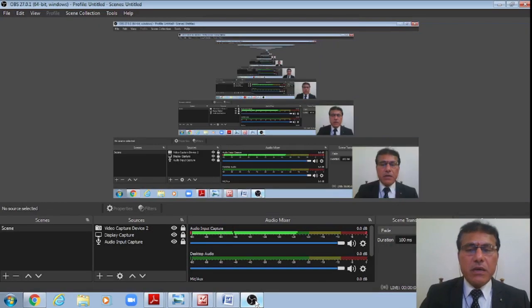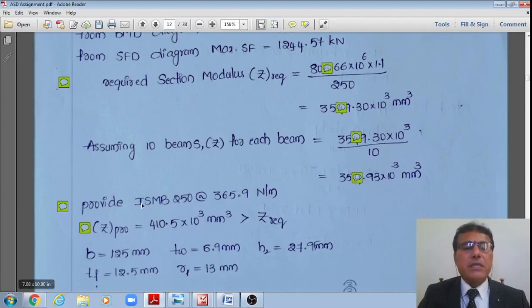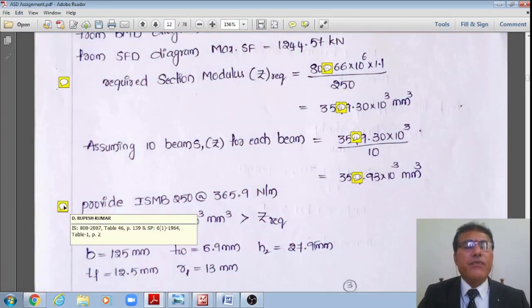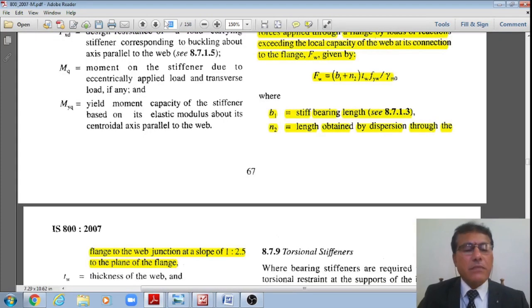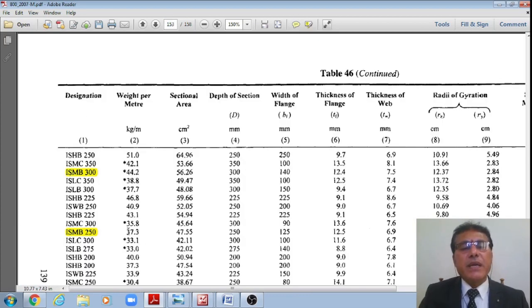Once I have the trial section modulus, I'll fix a trial section from IS 800 2007 table 46, page number 139, already shown in the previous subheading, or alternatively from SP 6 1964 table 1, page number 2. Let me go to this table, page number 139. Yes, this is ISMB 250 at a rate of 37.3.